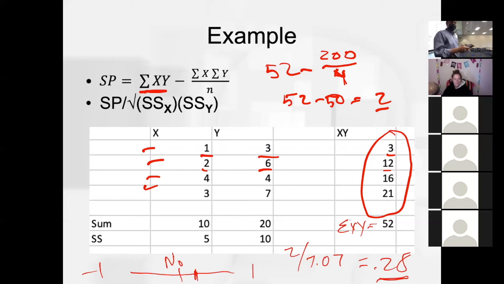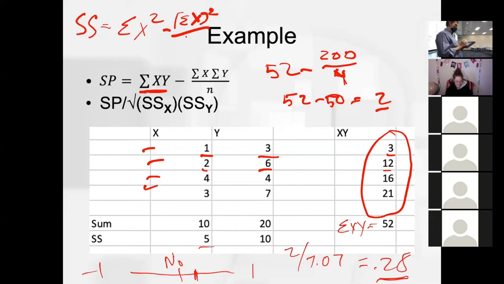Nancy says, how do you get 5 as the sum of squares? So the sum of squares is just that same equation we've always been doing. The sum of squares equals the sum of x squared minus the sum of x, squared, over n. Other questions about this?